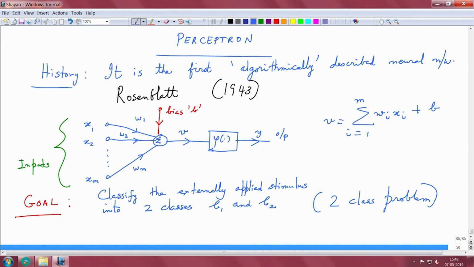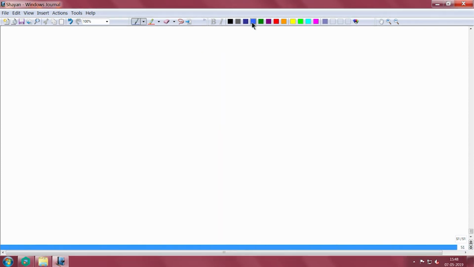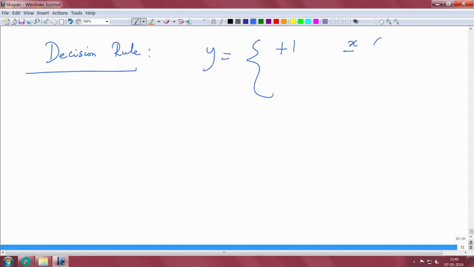So, if we delve a little deeper, what we want is a decision rule, and this decision rule is y, which is 1 when x, this vector, belongs to class C1, and minus 1 when x belongs to class C2. There are only two possibilities. It is 1 when x belongs to C1, it is minus 1 when x belongs to class C2.